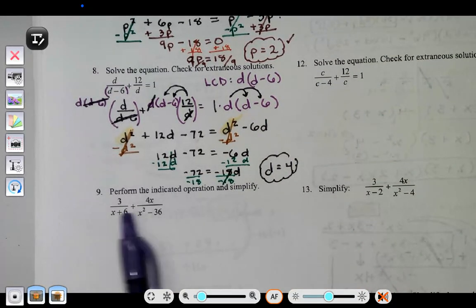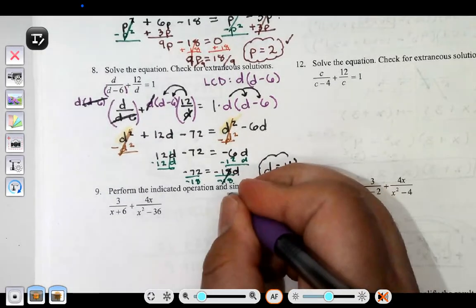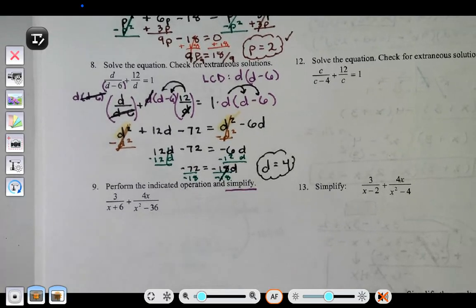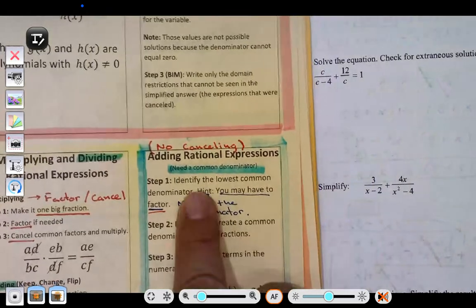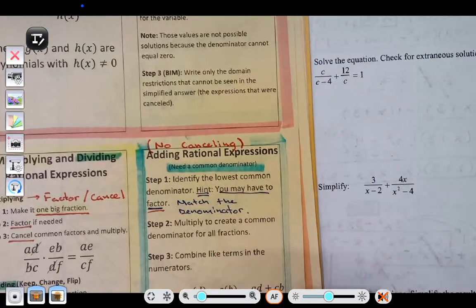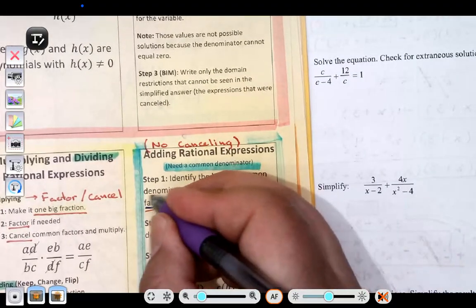All right, now this one does not have an equal sign. So all they want me to do is simplify. Do whatever math you can. Now it's a fraction with a plus sign, so let's see what it says about adding fractions. Identify the lowest common denominator. You may have to factor, but your first goal is to match the denominators. But you should factor first.